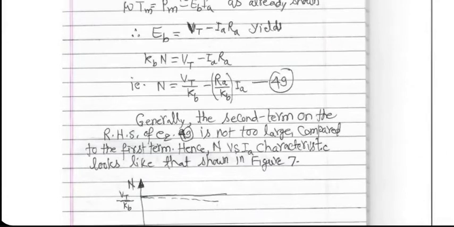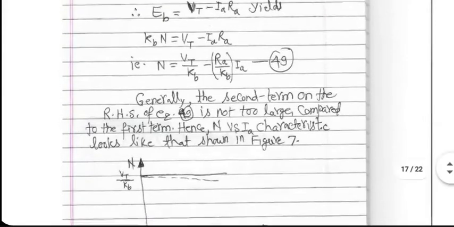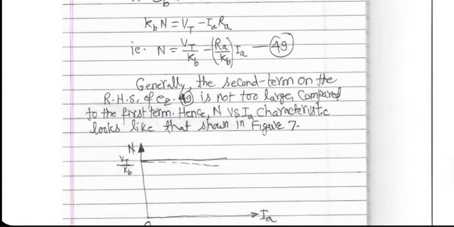And in many cases, you will see that the second term on the right hand side, because RA is very small and KB is generally very large, the second term has some effect on N, but not too much, especially in case of a separately excited motor. So what you see is a straight line, but not very different from a flat line.